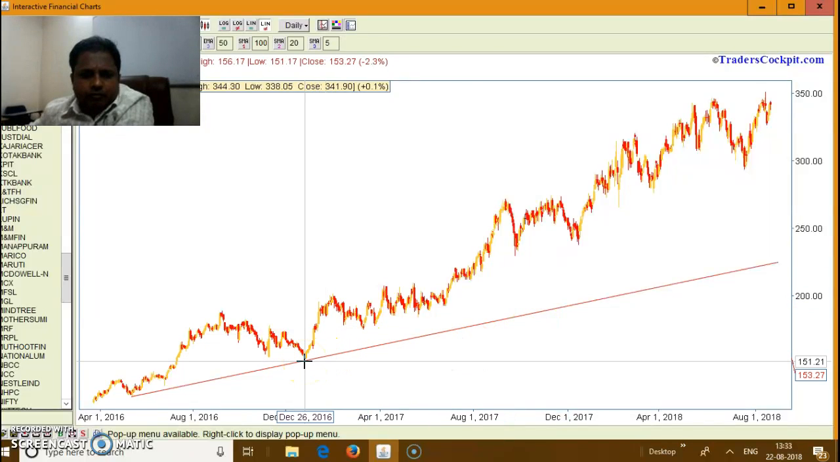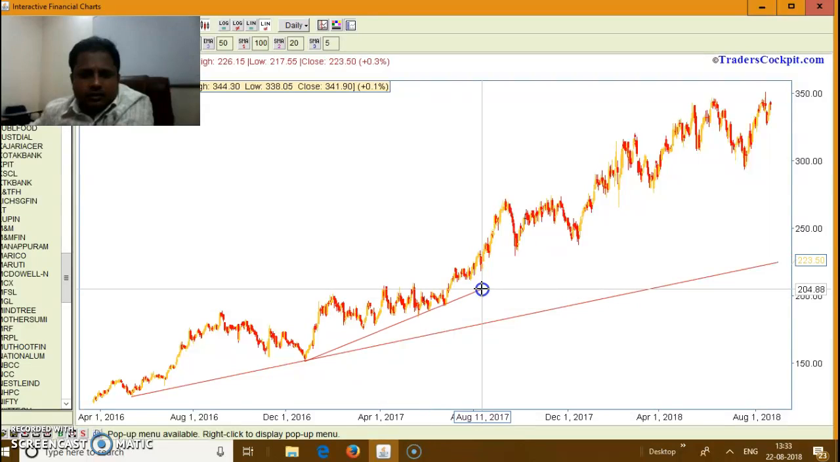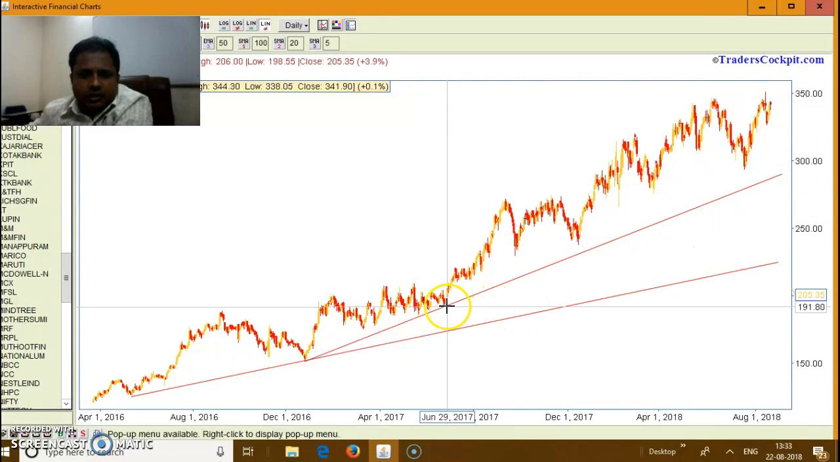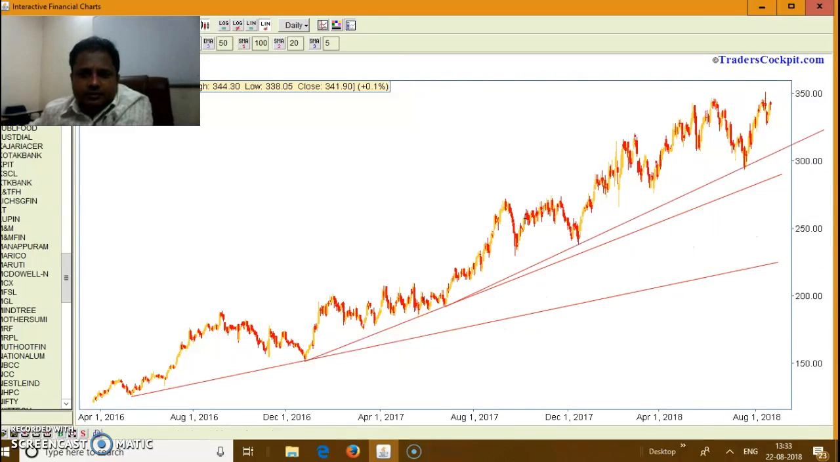And I will draw from here another trend line. This is another supporting trend line. I can draw another trend line from this place. This is one type of trend line which acts as a support.